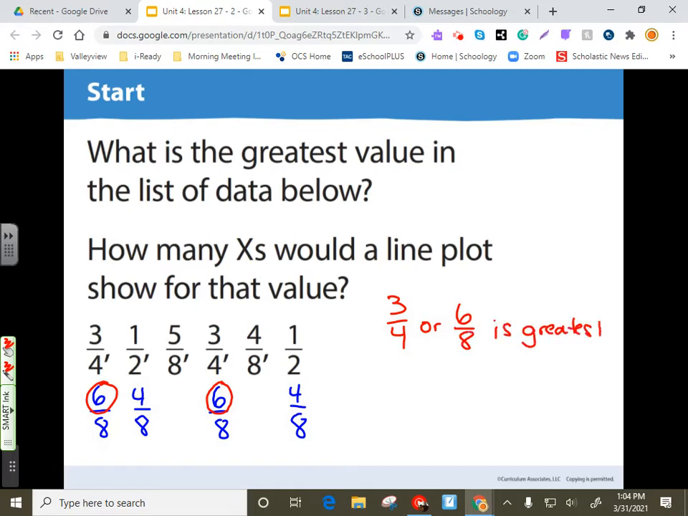And there's a second part here. It says, how many x's would a line plot show for this value? Well, since there's two of these, we would show two x's on a line plot, one right on top of each other, to show that this happens more than once.